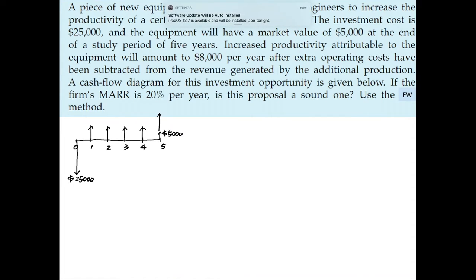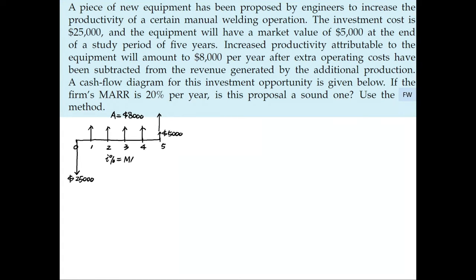Okay, so at the end of the 5th year, that's an additional 8,000, and the A is 8,000, and your I% is going to be your MARR, which is 20%. Okay, that's the diagram. And now let's look at the problem.